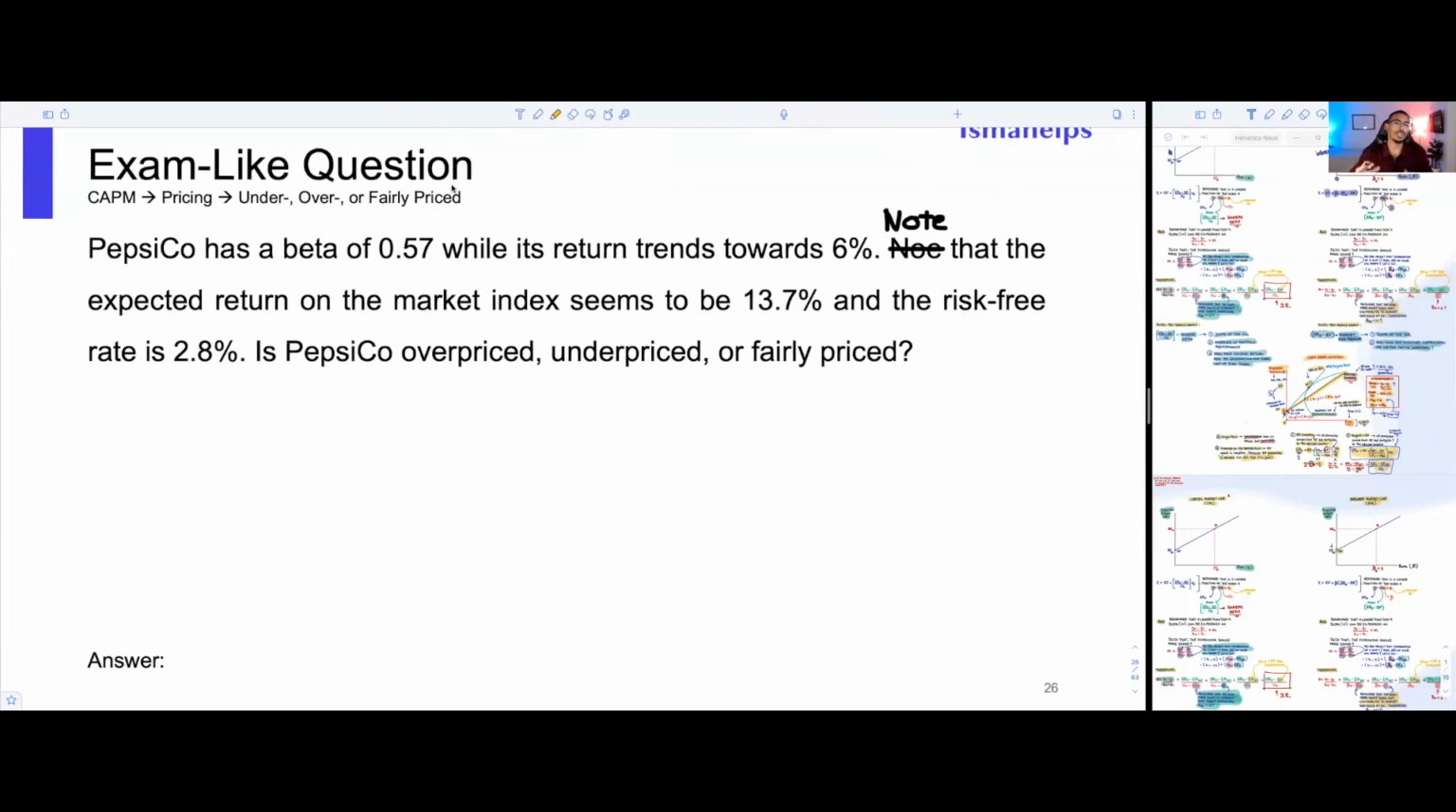Yet another question on CAPM, but this time we're going to look at pricing. How do we figure out whether an asset is underpriced, overpriced, or fairly priced? This is the question that you typically see on an exam, and for some reason, students sometimes struggle with what this means. And if you're going to be studying finance or some subset of commerce in the next courses, you may need to actually understand this.